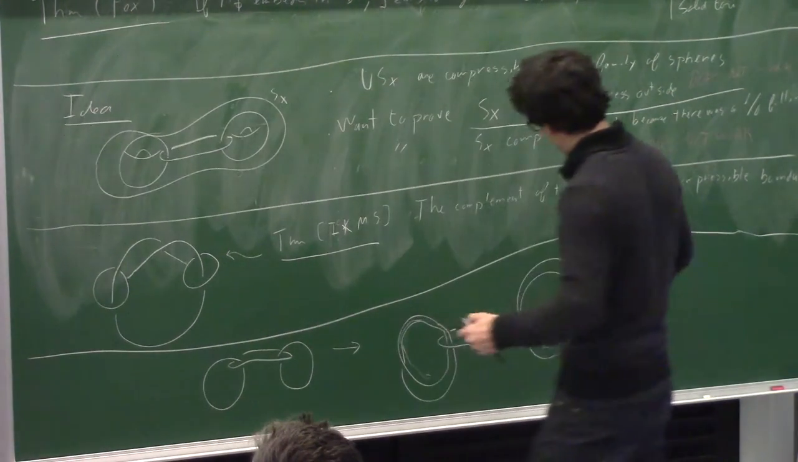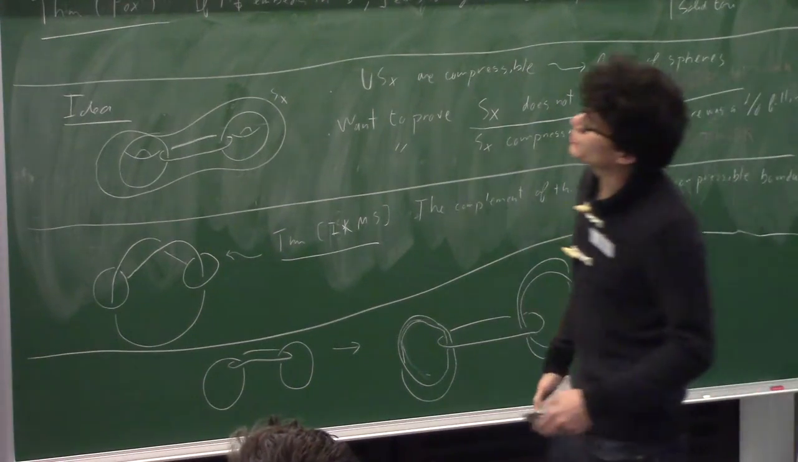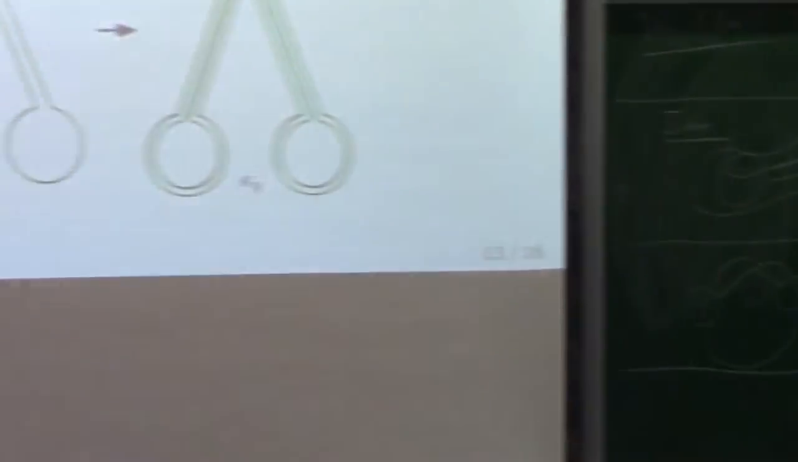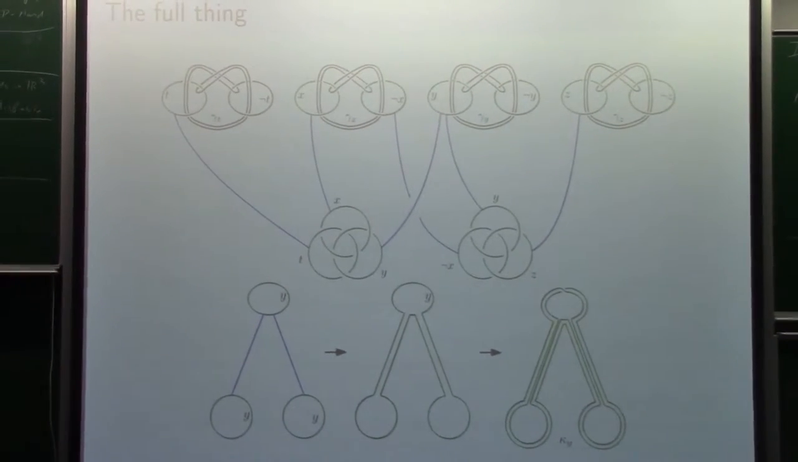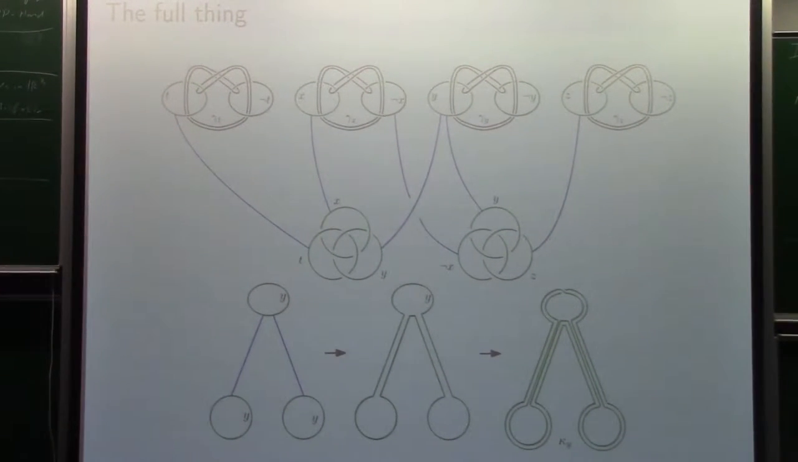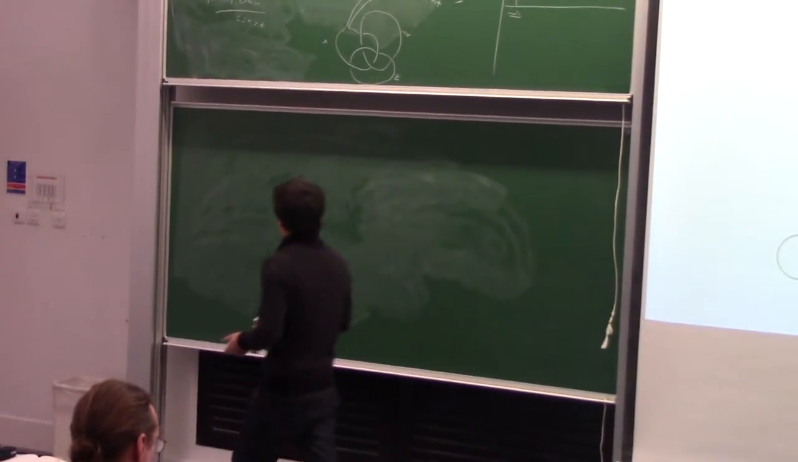So, as before, we do this, and then we need to bend things to the Borromean rings. So the picture looks like this. You do that the other way. You start by bending, and then you double. Then I'm running out of time, so I would just say roughly how this works.